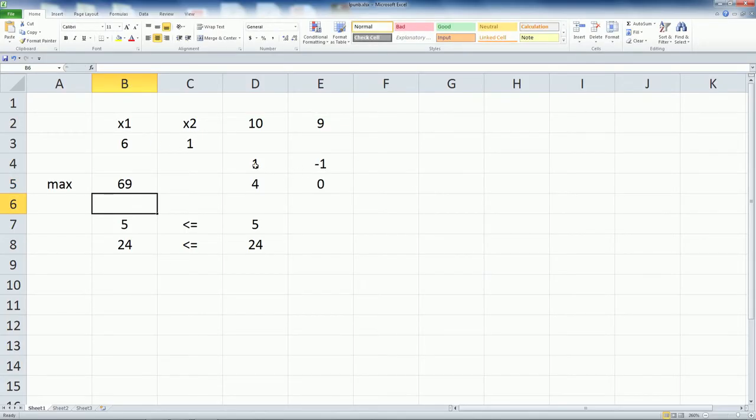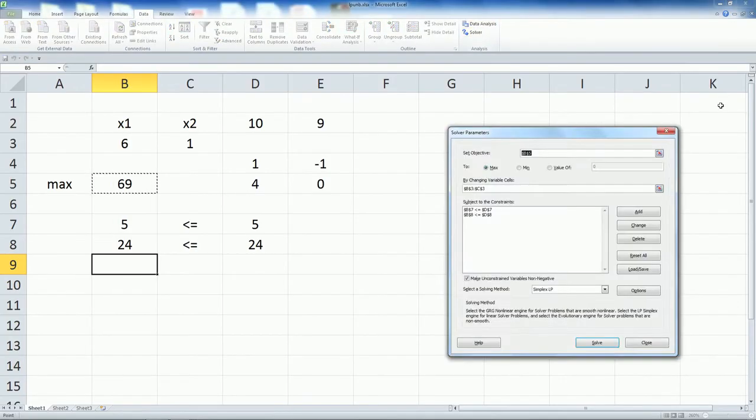The two constraints are x1 minus x2 less than or equal to 5, and 4x1 plus 0x2 less than or equal to 24. These two constraints have already been mapped here and the values are written here. So now we go to Data and we call the Solver. The objective function is already set to B5, the variables are set to B3 and C3, the two constraints are written here, and we are going to use simplex LP and we solve this problem.